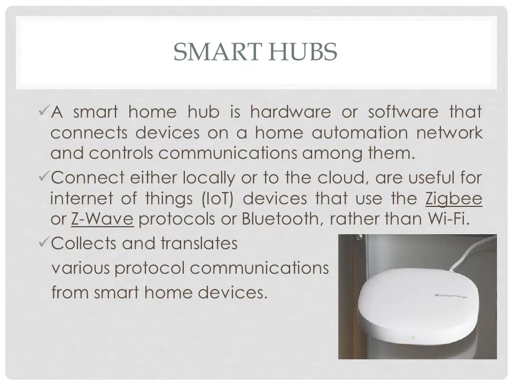The next device is Smart Hub. A smart hub is used in the smart home. It is a hardware or software that connects devices on a home automation network and controls communications among them. Smart home hubs, which connect either locally or to the cloud, are useful for IoT devices that use Zigbee or Z-Wave protocols or Bluetooth rather than Wi-Fi.